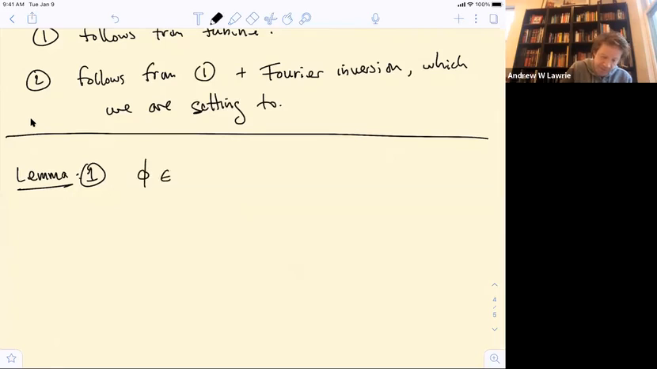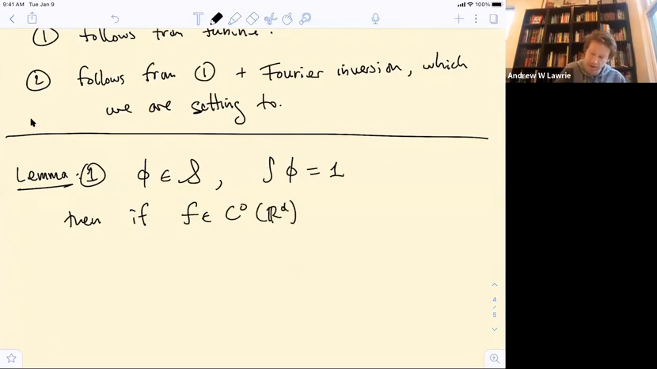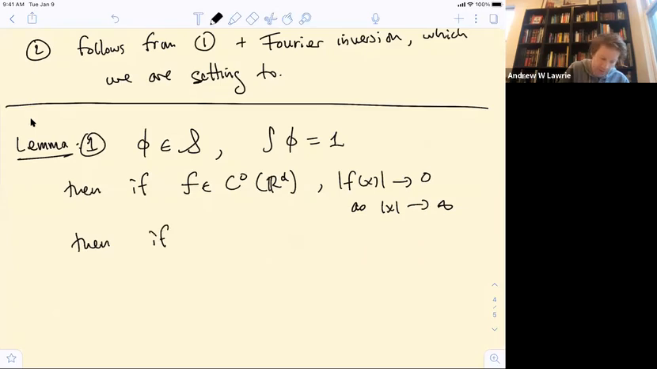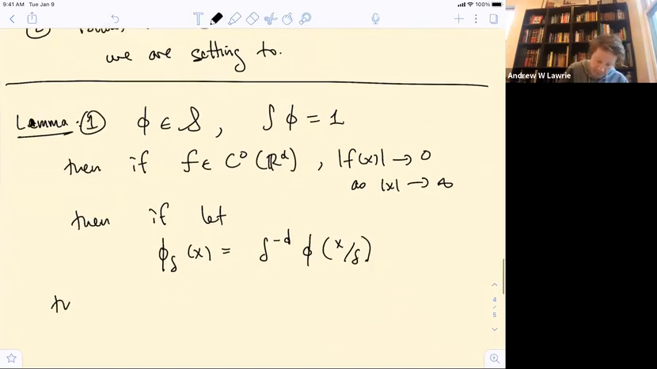If I take phi in the Schwartz class, with the integral of phi equal to 1, then if f is in the continuous functions on R^d, and f of x goes to 0 as x goes to infinity, then if we let phi delta of x be the L1 rescaling of phi, so delta to the minus d phi of x over delta, then phi delta convolved with f tends to f uniformly, as delta goes to 0.